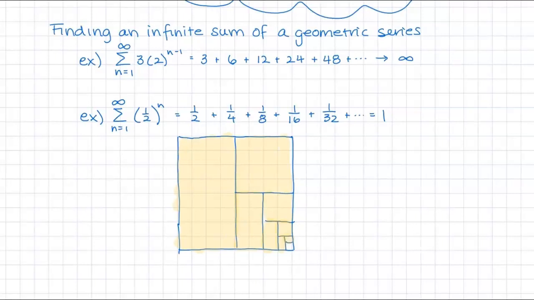So sometimes infinite geometric series tend towards infinity, but sometimes infinite geometric series actually have a sum. They're bounded by a number. They're never going to get bigger than that number, so we say it equals that number. So how do we find that number?